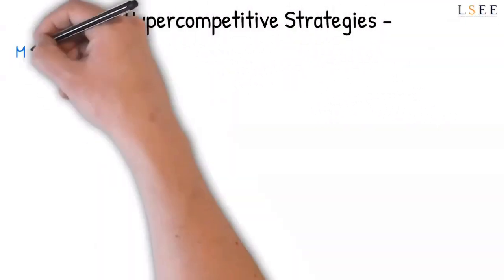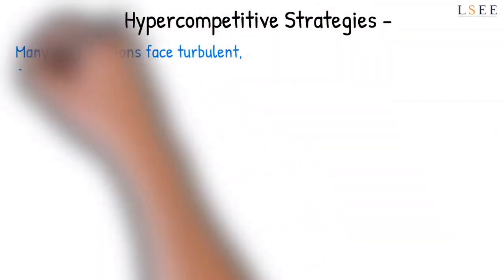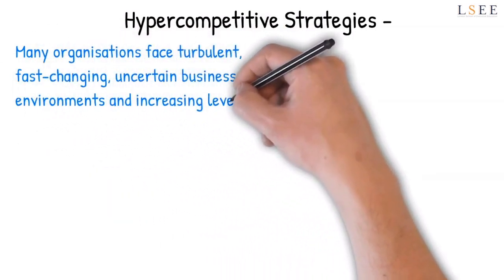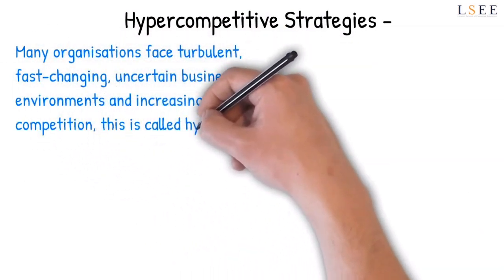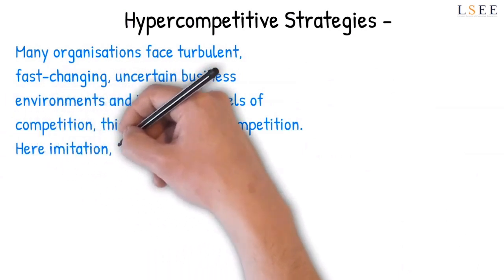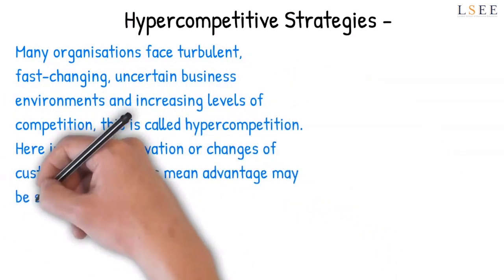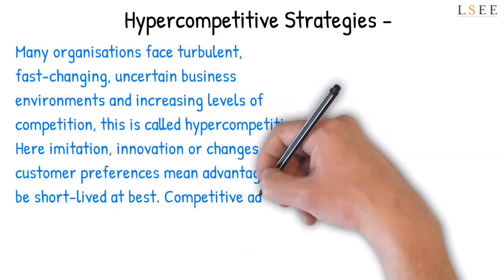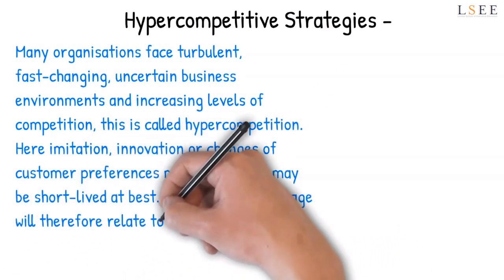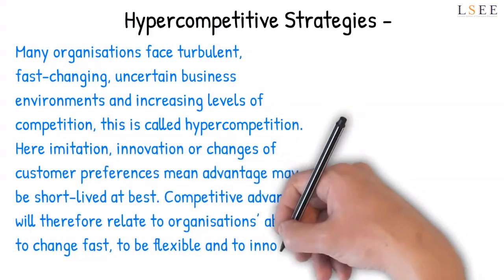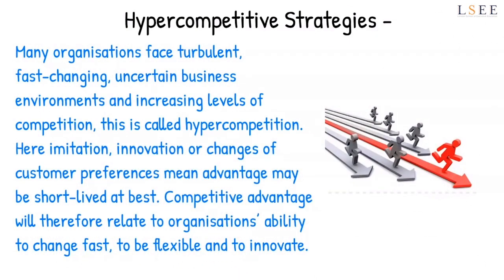Hyper-competitive strategies. Many organizations face turbulent, fast-changing, uncertain business environments and increasing levels of competition. This is called hyper-competition. Here, imitation, innovation, or changes of customer preferences mean advantage may be short-lived at best. Competitive advantage will therefore relate to organizations' ability to change fast, to be flexible and to innovate.